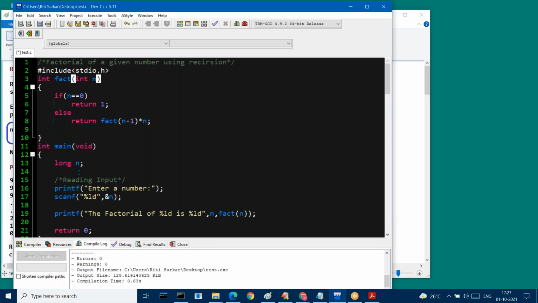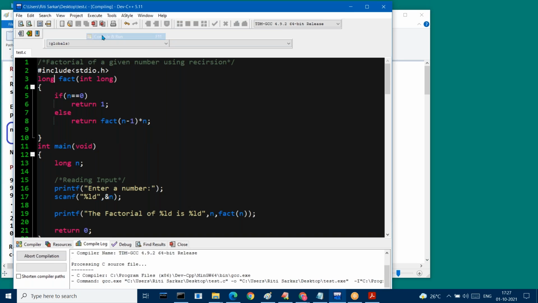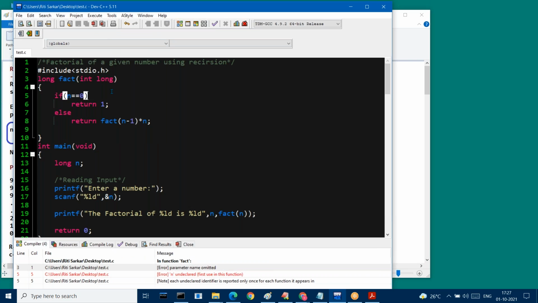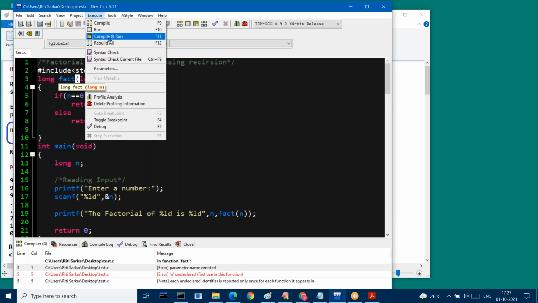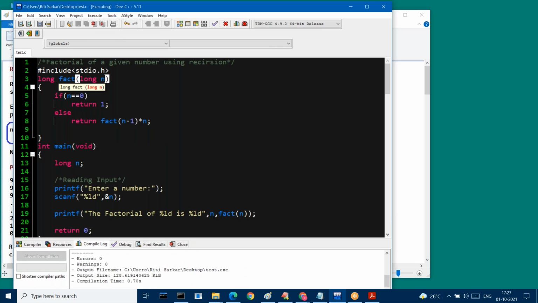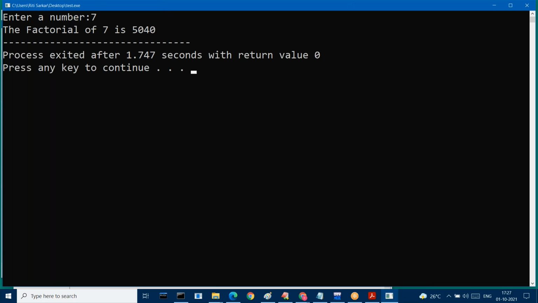Here also, change everything to long. Here also it will be long. Now you can enter any value: 7, 8, 9. With integer, the problem is that up to 7 or 8 you can calculate, but after that you will not be able to get the desired value. That's why I changed it from integer to long. Long has a larger range.